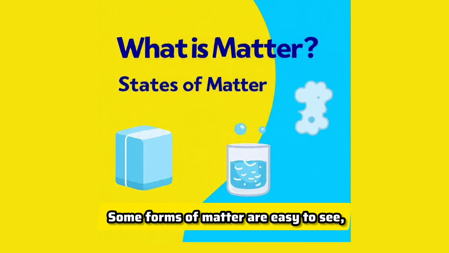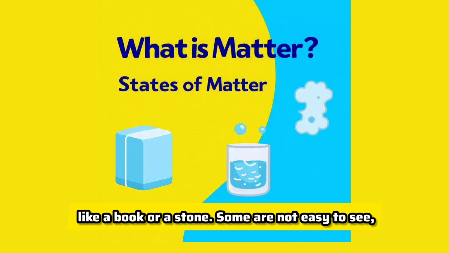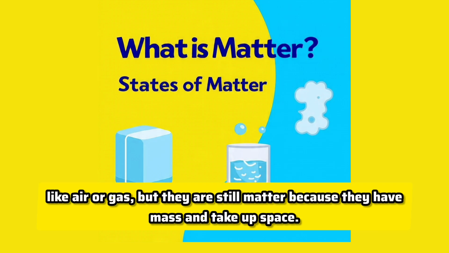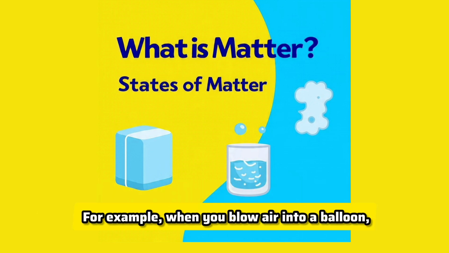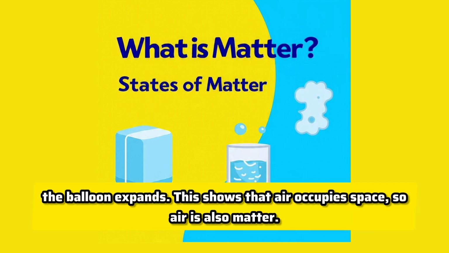Some forms of matter are easy to see, like a book or a stone. Some are not easy to see, like air or gas, but they are still matter because they have mass and take up space. For example, when you blow air into a balloon, the balloon expands. This shows that air occupies space, so air is also matter.